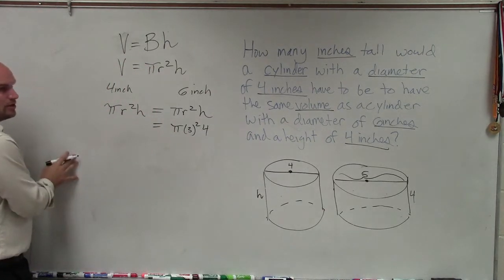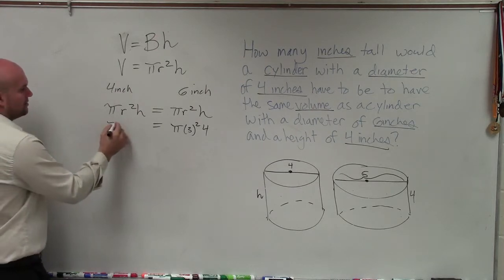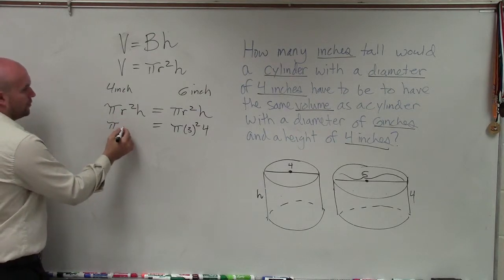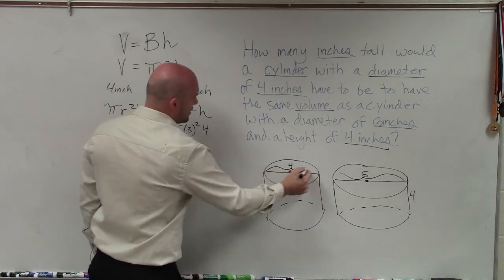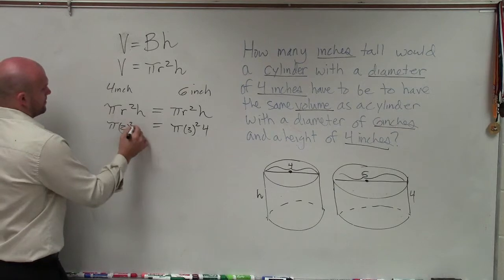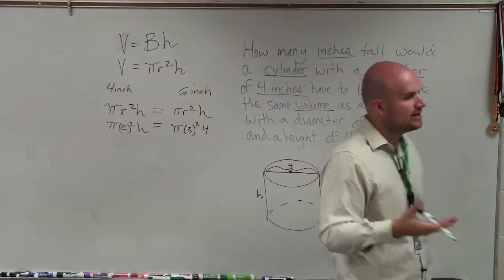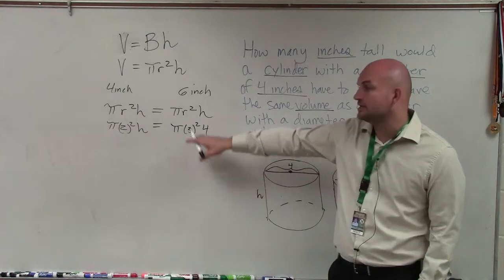Over here, we don't know what the height is. That's what we're trying to find out. But we know that the radius would be, the distance all the way across is 4. So the radius is 2. Now, again, what are we trying to find? We're trying to find the height of the smaller radius. So therefore, now all I simply need to do is solve for h.